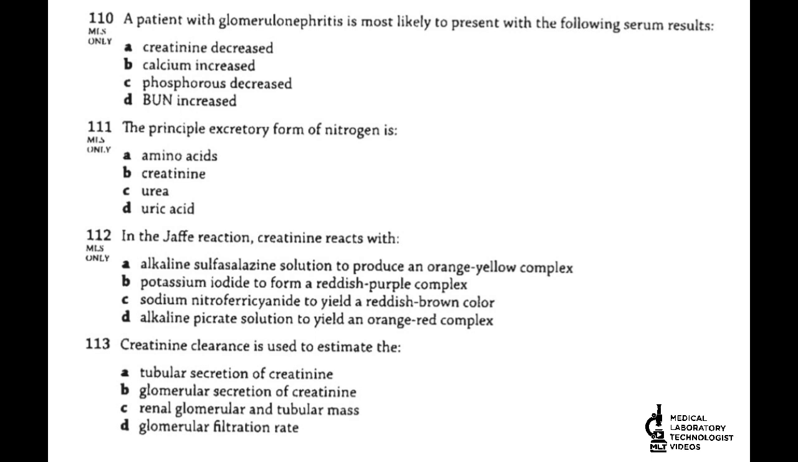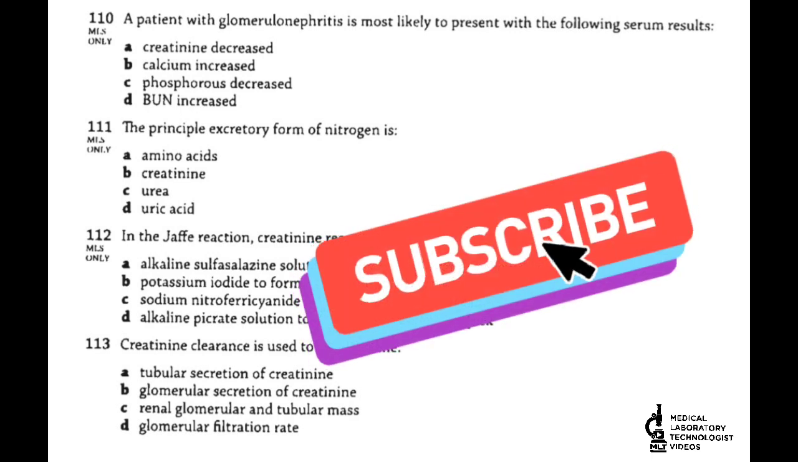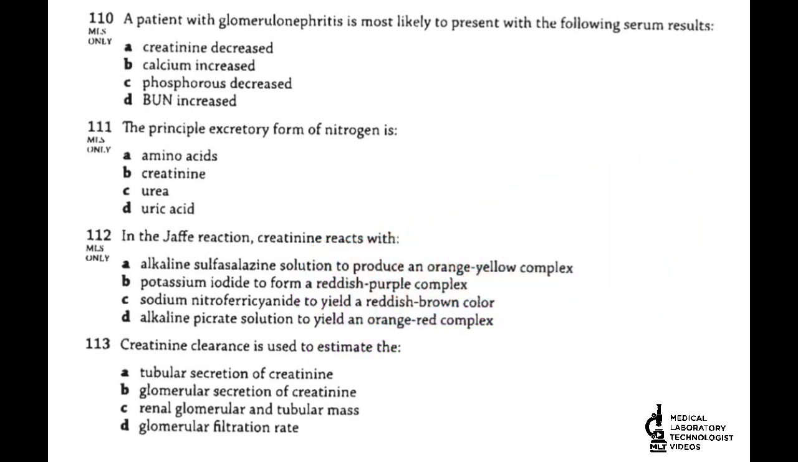So we will start. Question number 110: a patient with glomerulonephritis is most likely to present with the following serum result. Means if a patient comes with glomerulonephritis, then which serum result will we observe? Options are: option A, creatinine decreased; option B, calcium increased; option C, phosphorus decreased; option D, BUN increased. And the answer is option D. BUN means blood urea nitrogen will be increased in patients with glomerulonephritis.